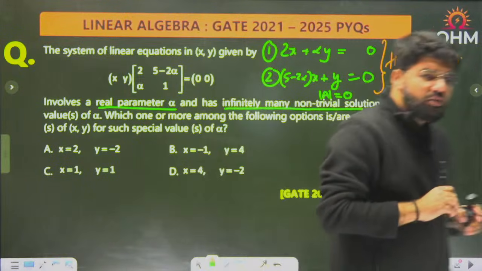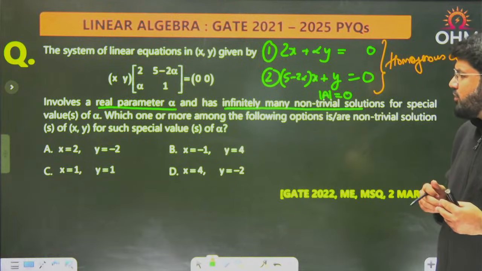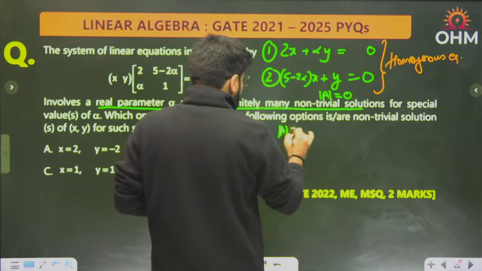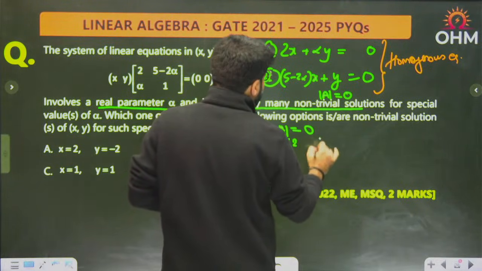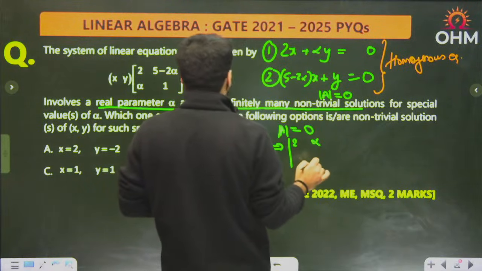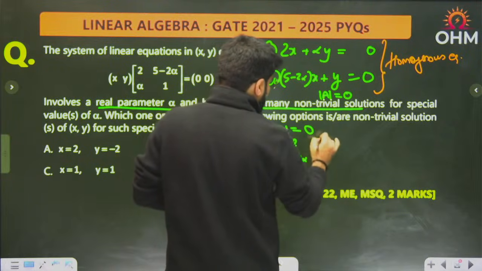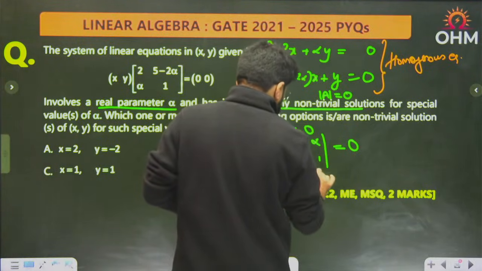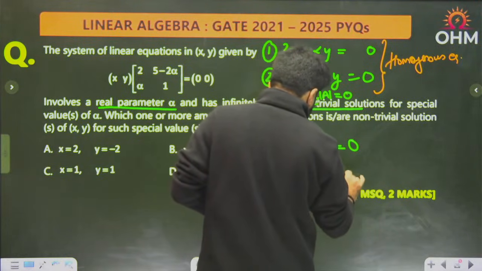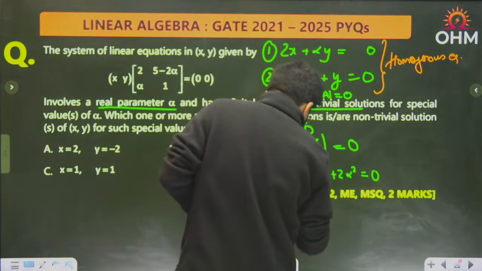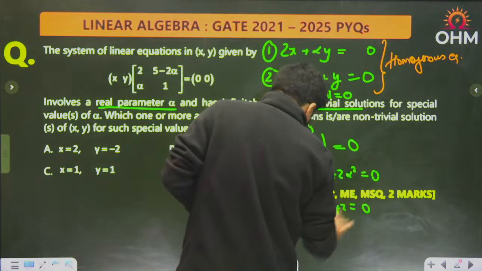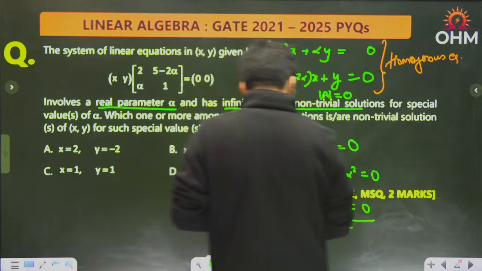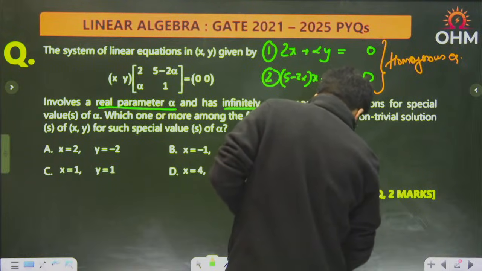The question asks which of the following options are non-trivial solutions for such special values of alpha. But first, can we find the value of alpha for which a non-trivial solution will be there? Determinant of A equal to 0. A according to our equation arrangement is 2, alpha; 5 minus 2 alpha, 1. This is equal to 0. Solving this you get 2 minus alpha(5 minus 2 alpha) equal to 0, so basically a quadratic equation: 2 alpha square minus 5 alpha plus 2 equal to 0. Solving, alpha equals minus b, that is 5, plus minus root of b square minus 4ac, that becomes 16, divided by 2a.